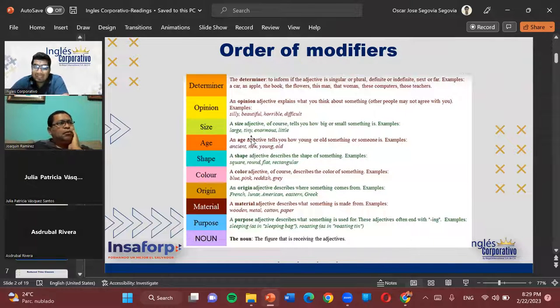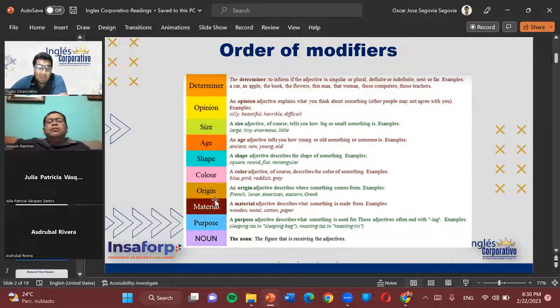Then you will have to add the size. Then you will have to add the age: how old, how young, how new, how ancient it may be. Then the shape, if it's square, round, flat, rectangular, what else? Cylindrical, anything like that. Then the color. The color is also very important. And as an adjective, it helps you identify one thing or establish the difference between one thing and another. So a color is of course a very important point in order to describe an object properly.